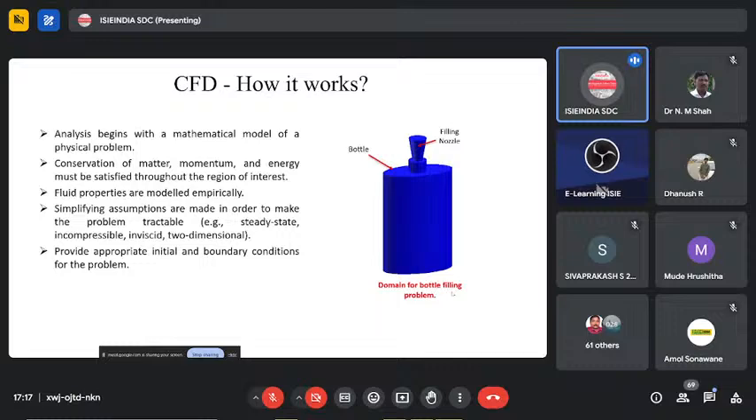The fundamental governing equations of flow, which we will be using in the current example, are the conservation of mass, that is the continuity equation, the momentum equation, that is the Navier-Stokes equation, and the energy equation. These equations should be satisfied throughout the entire region of interest, which in this case includes the inside of the bottle and the space around the nozzle.